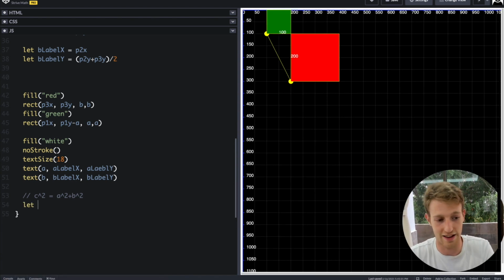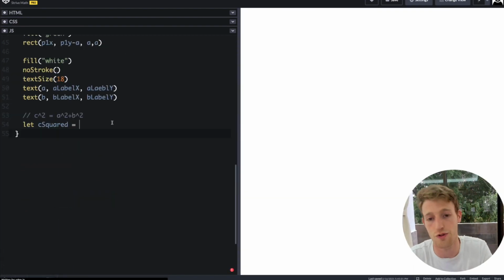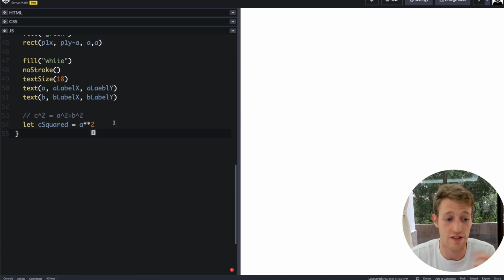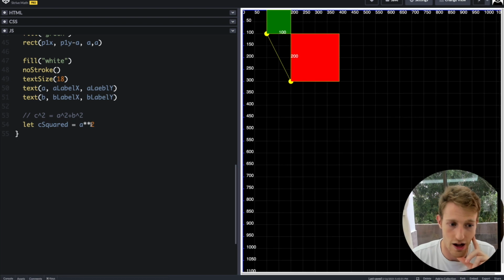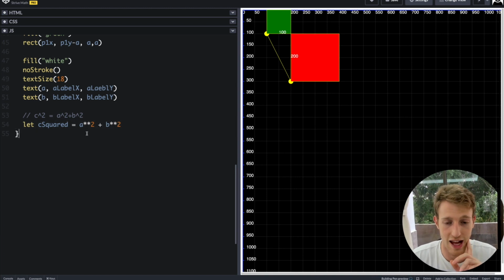We could just say c squared is equal to whatever a is, which is that, and b. In order to do square in coding, at least in JavaScript, you put 2 asterisks. So that is saying a squared, and we're saying a squared plus b squared. And that will give us c squared.